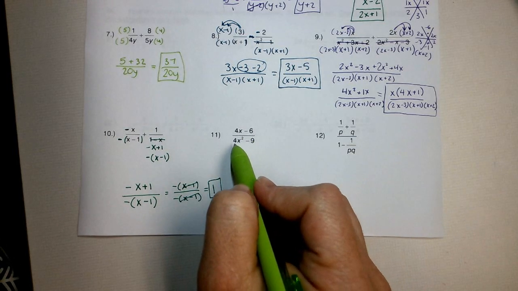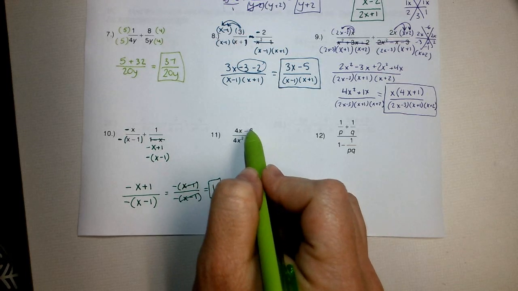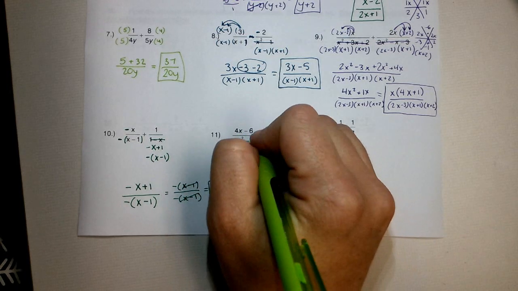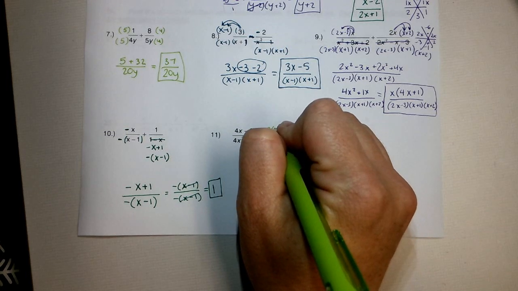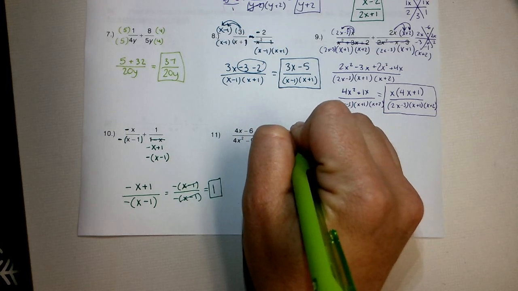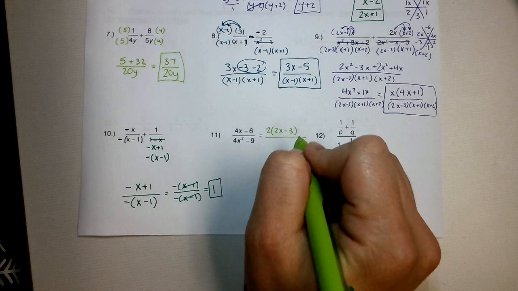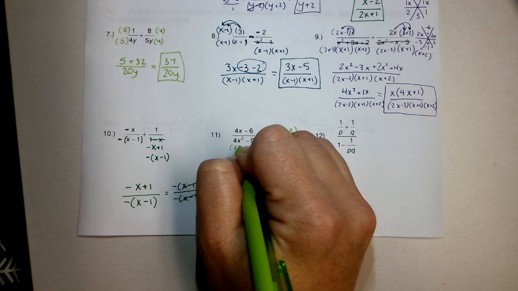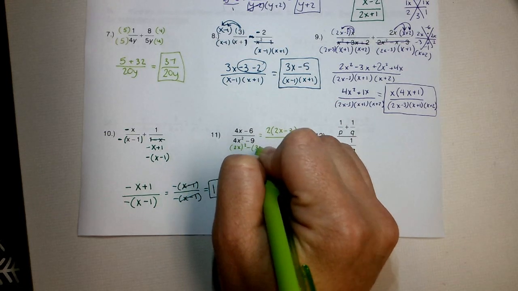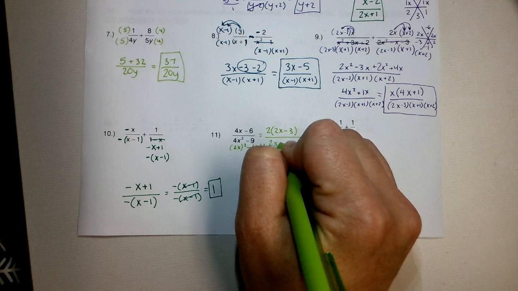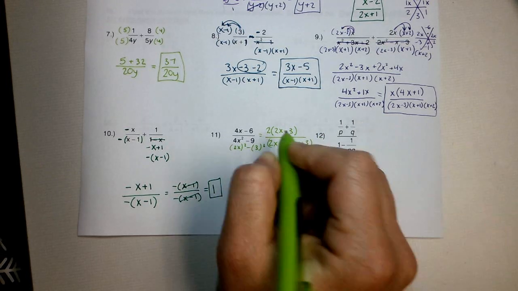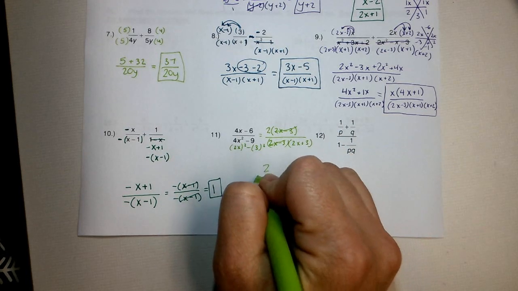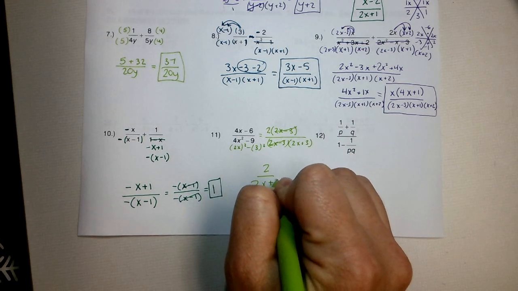Here, this is a perfect square minus a perfect square. This is a GCF problem, so I'm going to take out the GCF. I get 2, and that leaves me with 2x minus 3. Well, this gives me 2x squared minus 3 squared. So 2x minus 3, 2x plus 3. So the 2x minus 3's cancel, and I get 2 over 2x plus 3.